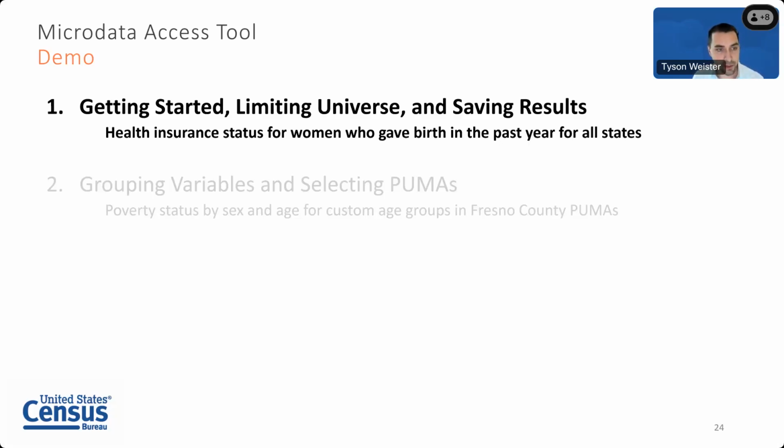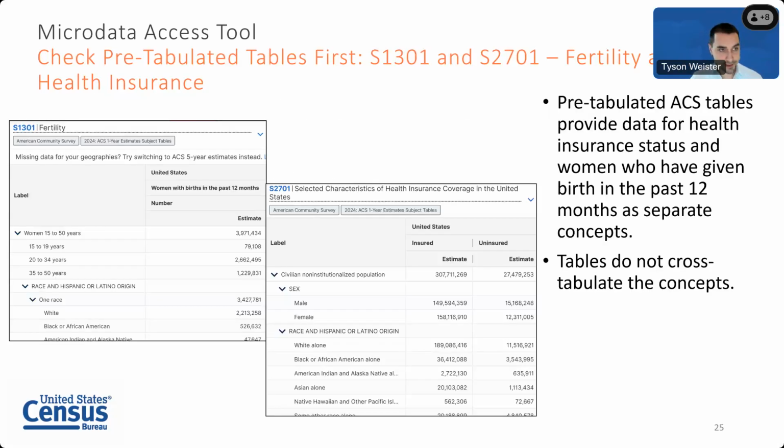So with that, we're going to start with our first example, looking at health insurance status for women who gave birth in the past year for all states. This is going to show you how to select variables, limit the universe, and save your results.